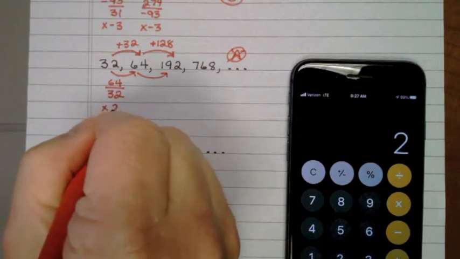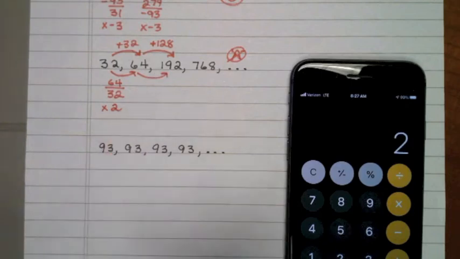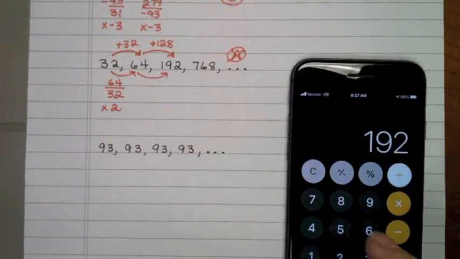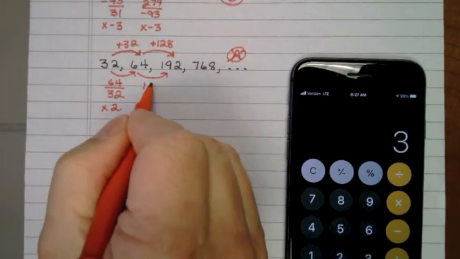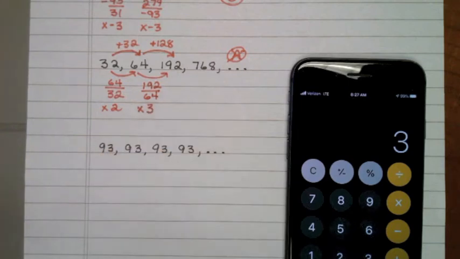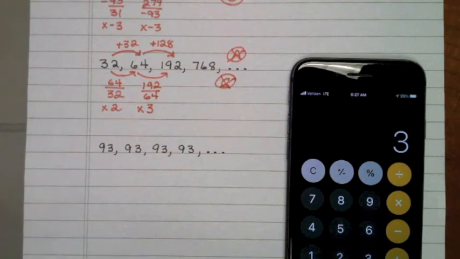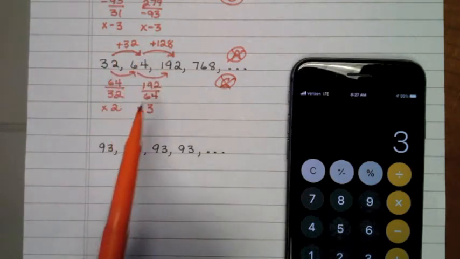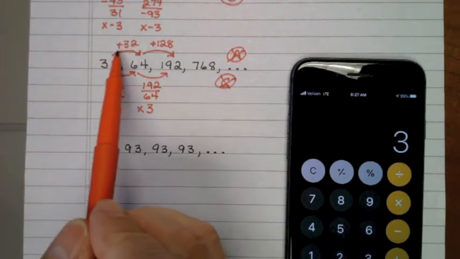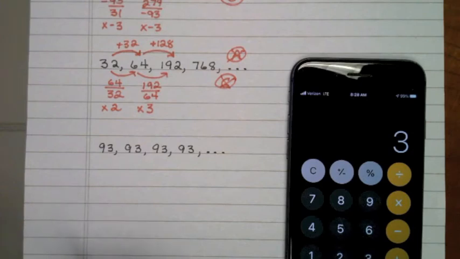I'm multiplying by 2. Let's see if I get the same multiplier in between these. That's 192 divided by 64. I'm getting a multiplier of 3. Is it a geometric sequence? It's not a geometric sequence either. It's neither, because I'm not getting a constant number in between as far as the difference, and I'm not getting a constant number in between for the multiplier.